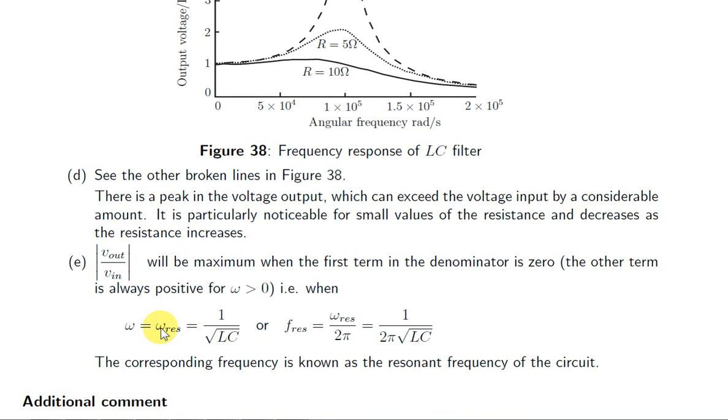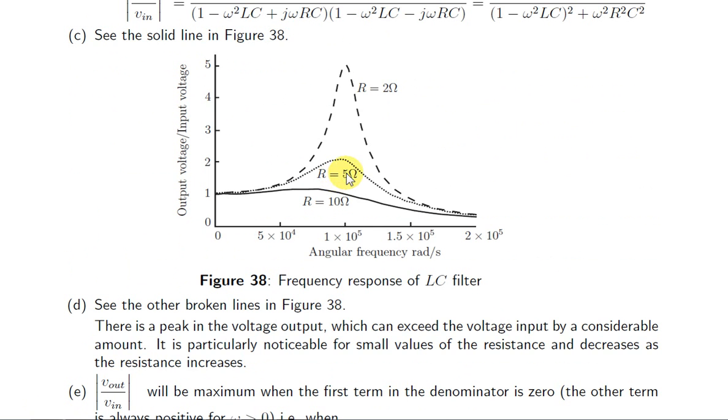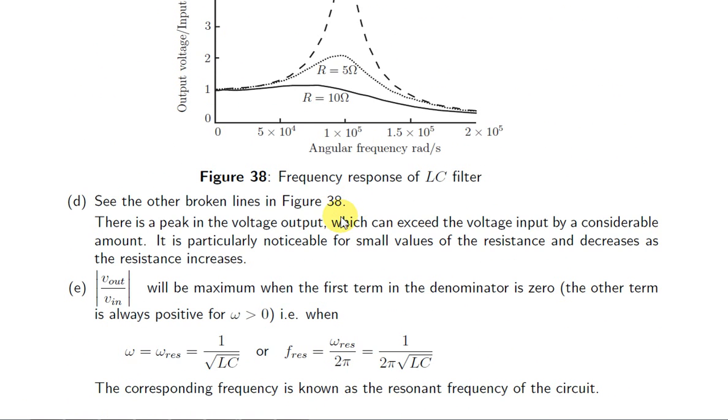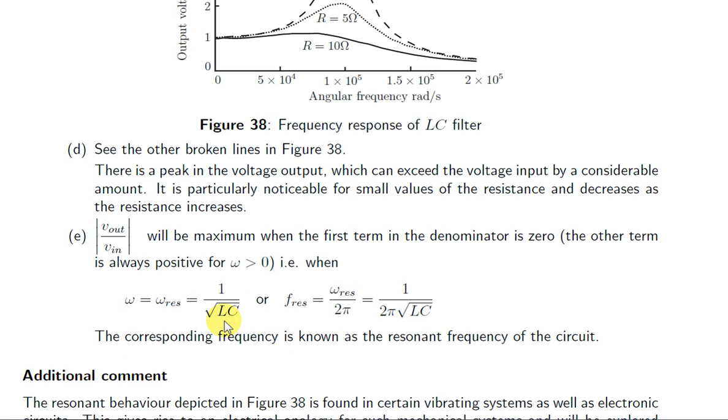So we have the resonant angular frequency. As you can see, as R gets smaller and smaller, the peak occurs at a value of omega approaching this value here, 1 over root LC. To get the resonant frequency of the circuit, we use the fact that omega is 2 pi times f, so we just divide by 2 pi.